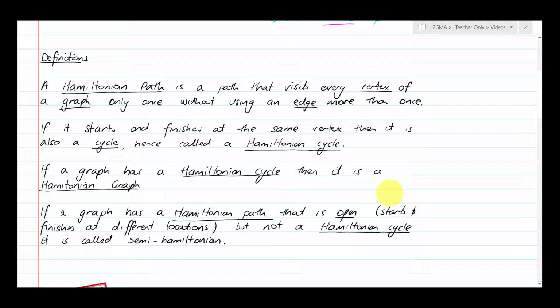It's important to recognize here that if a graph has a Hamiltonian cycle, that means it starts and finishes at one vertex and goes through every other vertex. Well, that means it's got lots of Hamiltonian cycles, because you could start at a vertex from the middle and go through in a different direction. So it won't just have one Hamiltonian cycle in a Hamiltonian graph. If a graph has a Hamiltonian path, so it's open, but is not a Hamiltonian cycle, then it's called a semi-Hamiltonian graph, or just semi-Hamiltonian.